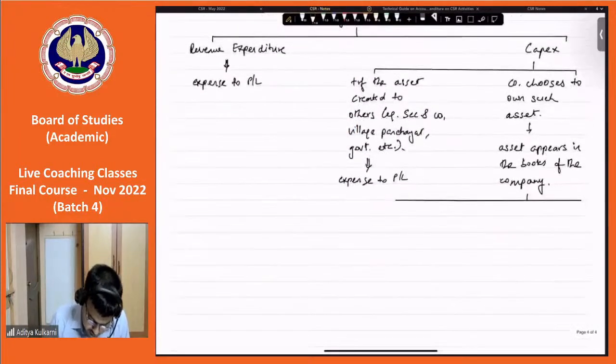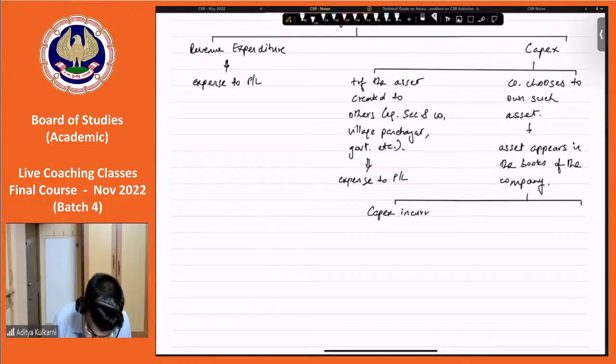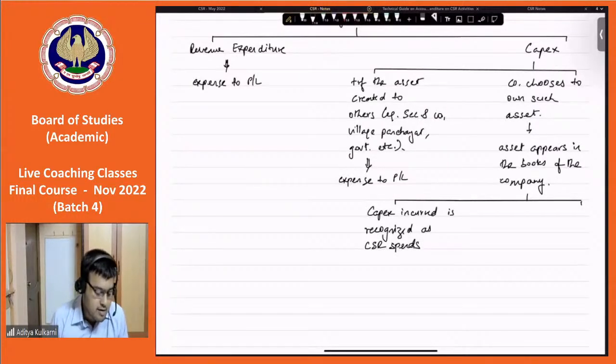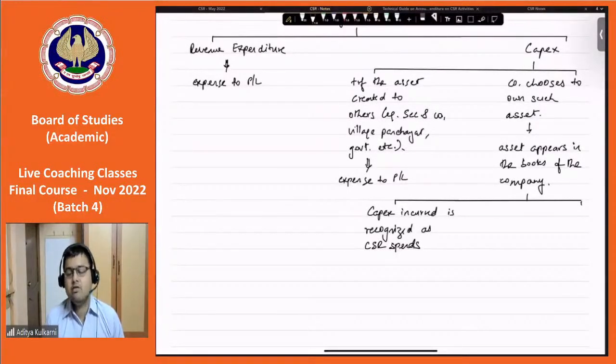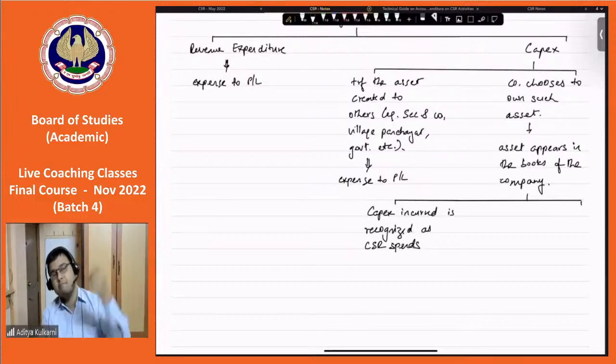First one, capex incurred is recognized as CSR spends. Capex incurred is recognized as CSR spends. Obviously, the moment you start to construct this school, you will treat it as CSR spends, and report it in the CSR report as I have constructed this school and I have spent 70 crore. Now, it will meet the CSR spends requirement, absolutely no doubt for it.